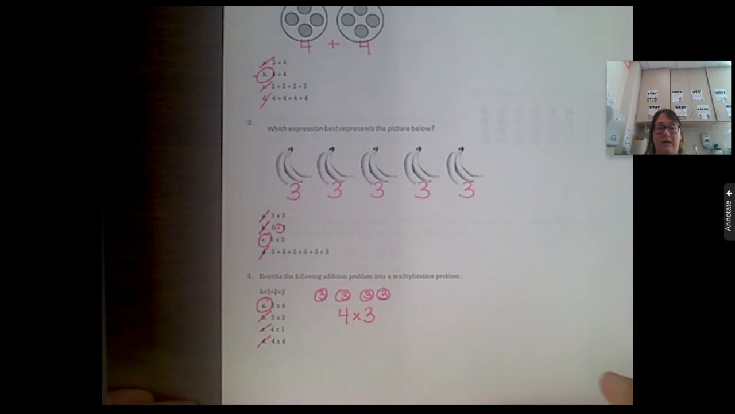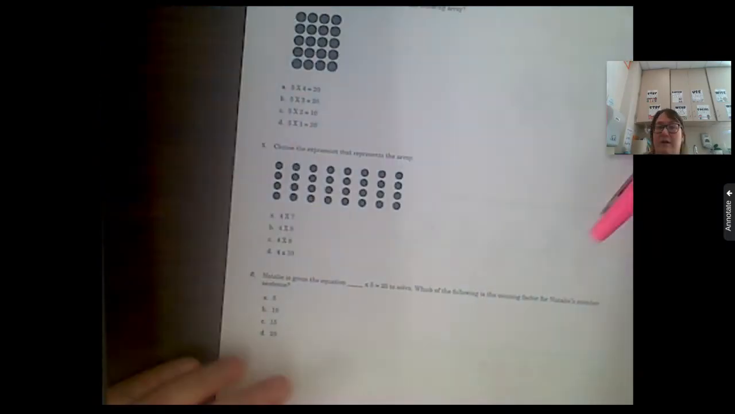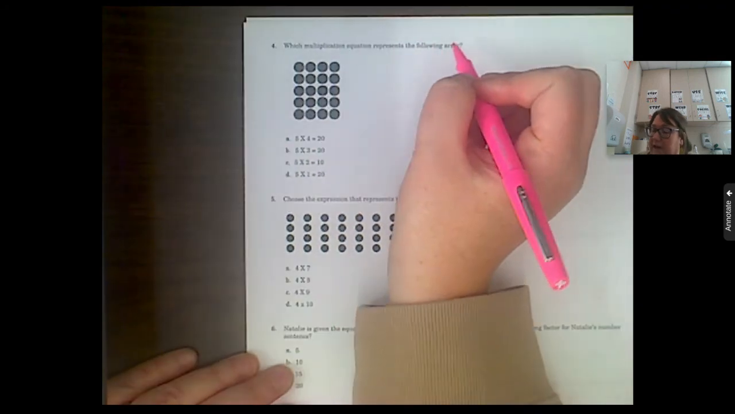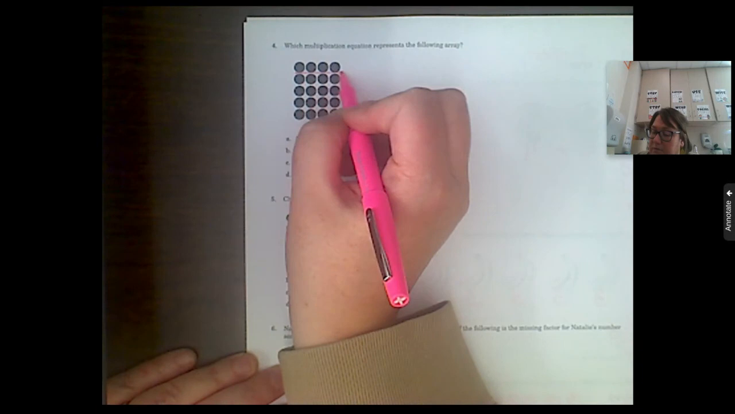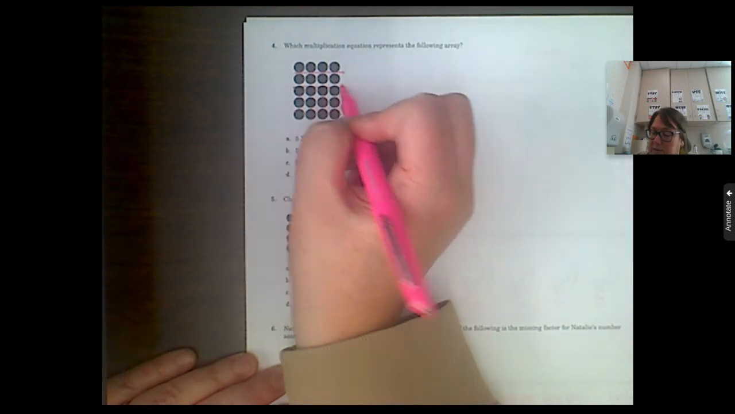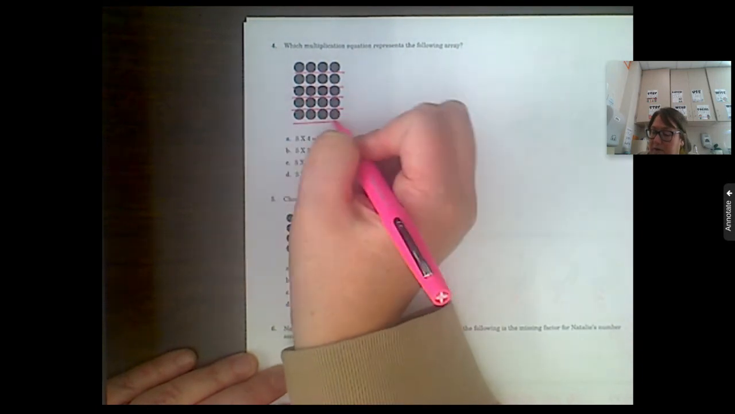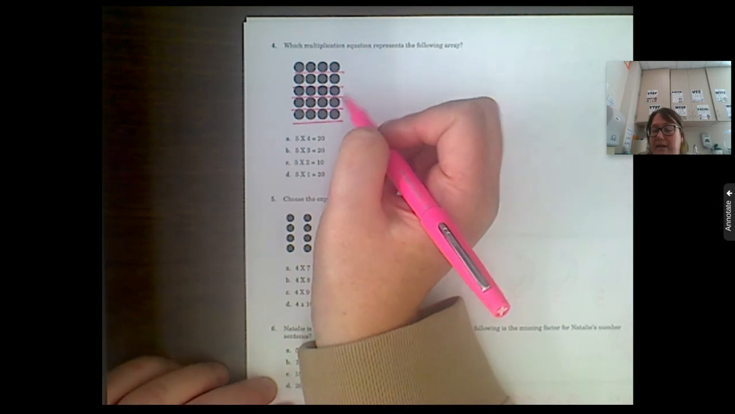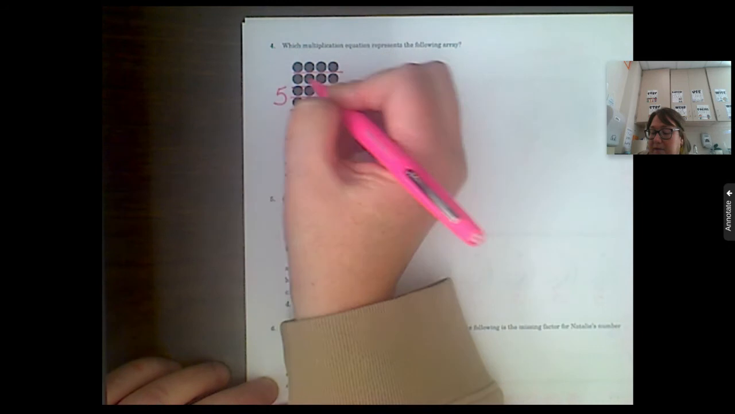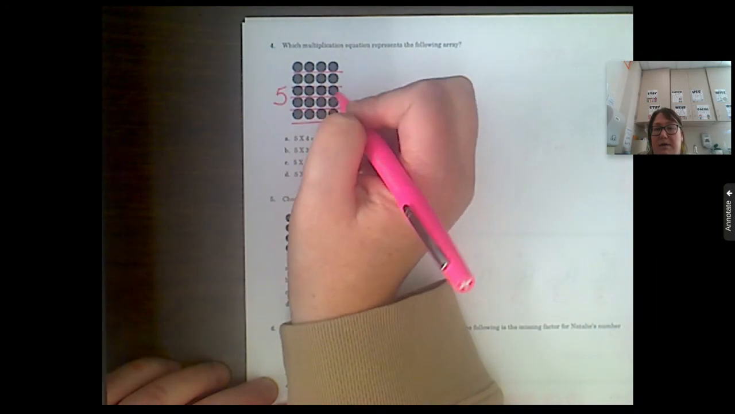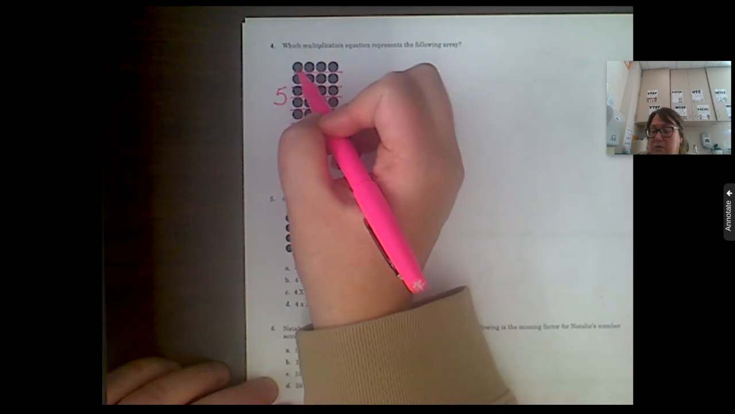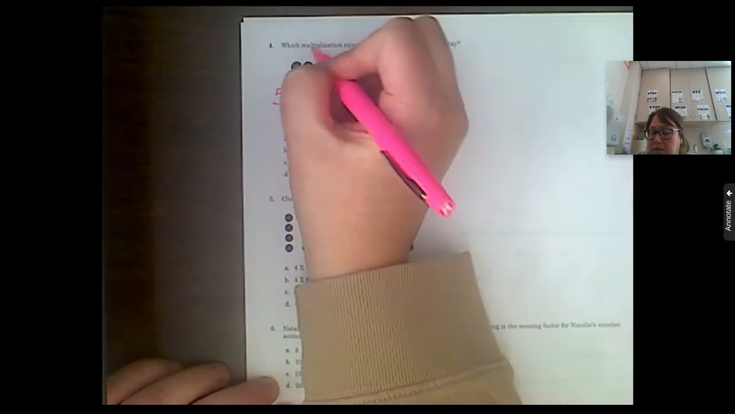Okay, moving on. Make sure you're staying right with me. Number 4 says, which multiplication equation represents the following array? So remember, with an array, we have rows. So I'm going to count my rows. 1, 2, 3, 4, 5. Should you do the same thing on your paper as I'm doing with mine? Definitely, right? So there's 5 rows. So I'm going to put that 5 right there to represent those 5 rows. And remember, rows go this way, right? And then how many are in each row? 1, 2, 3, 4 in each row.